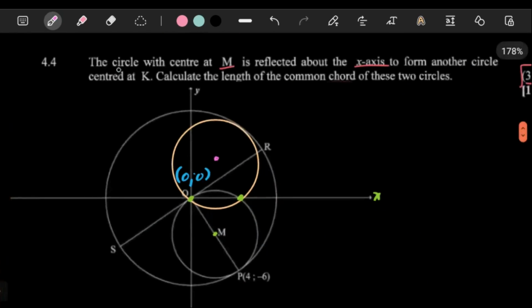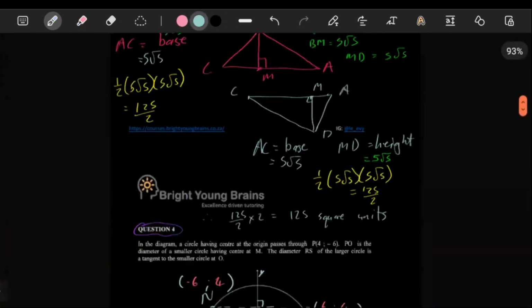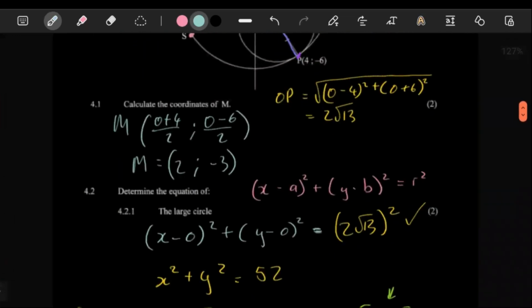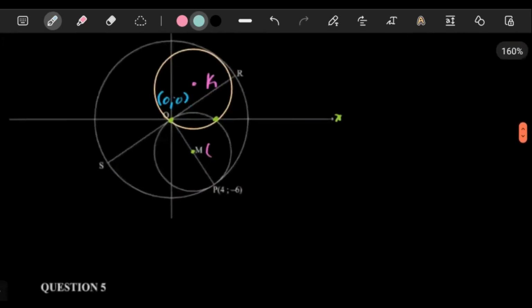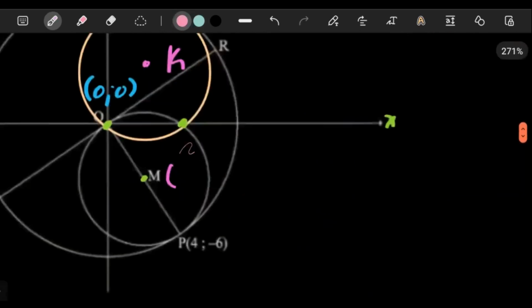They said the circle with center M is reflected about the x-axis to form a new circle centered K. That means the x value of K is the same as the x value of M. What was the x value of M again? We must check. It was 2, and the coordinate was -3.